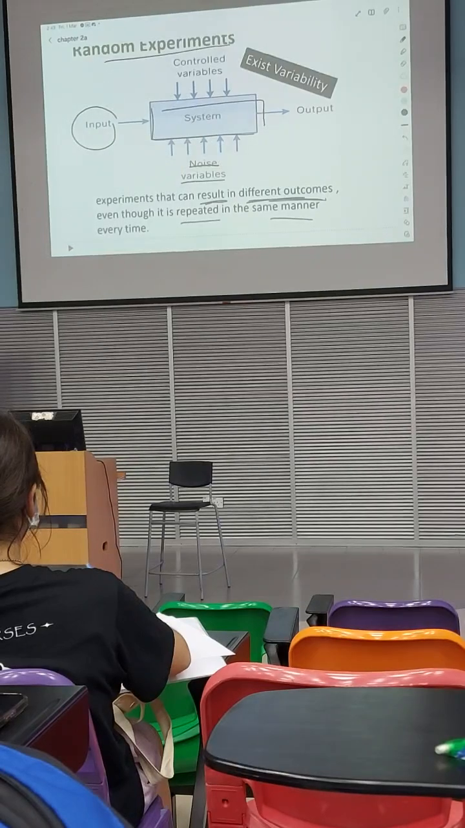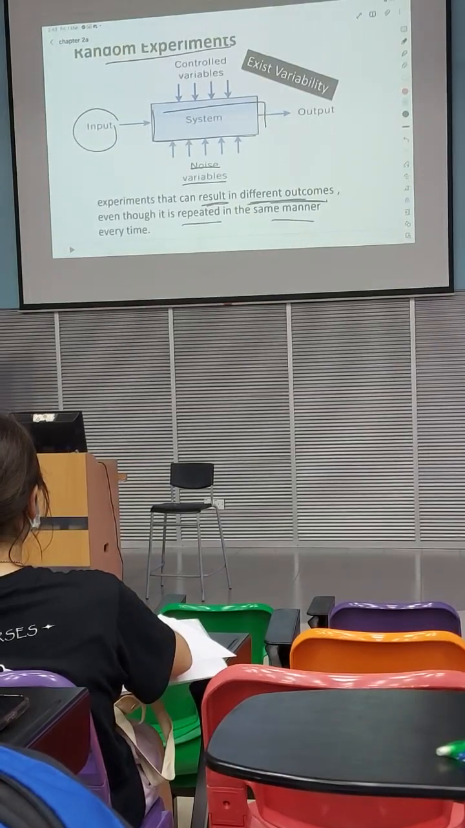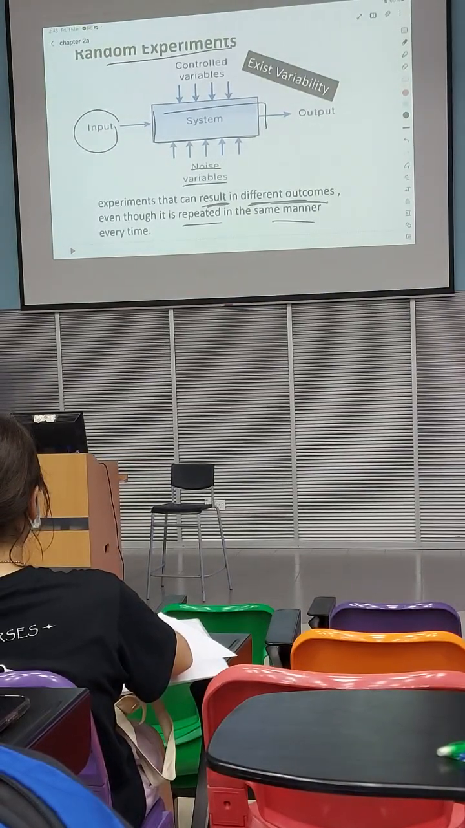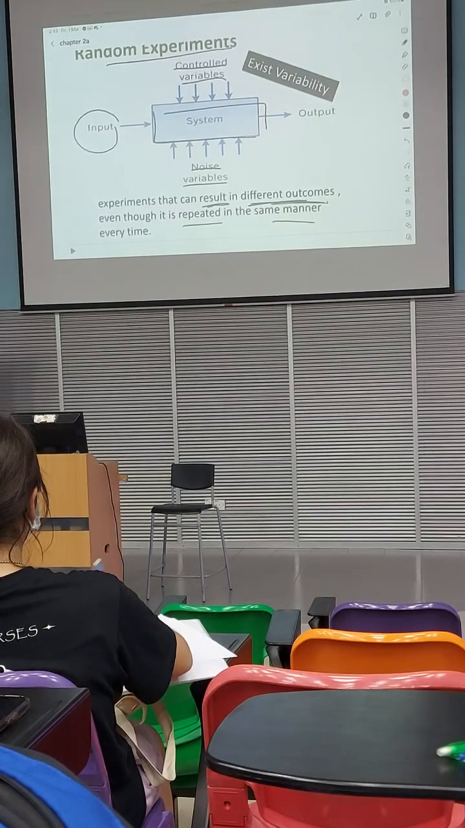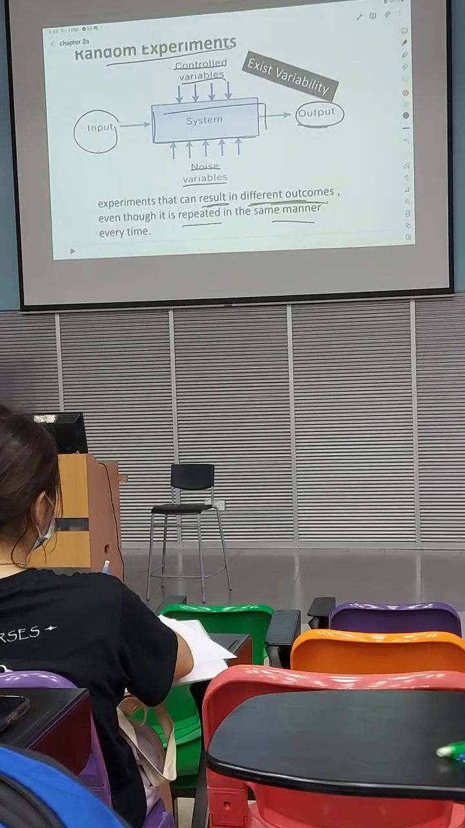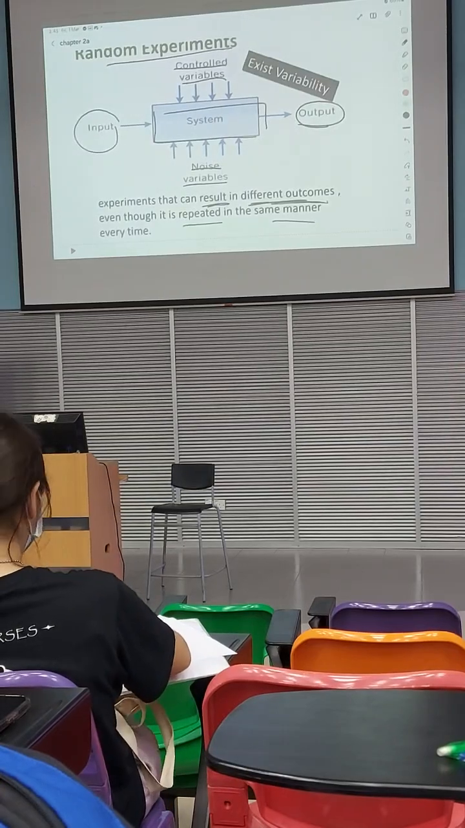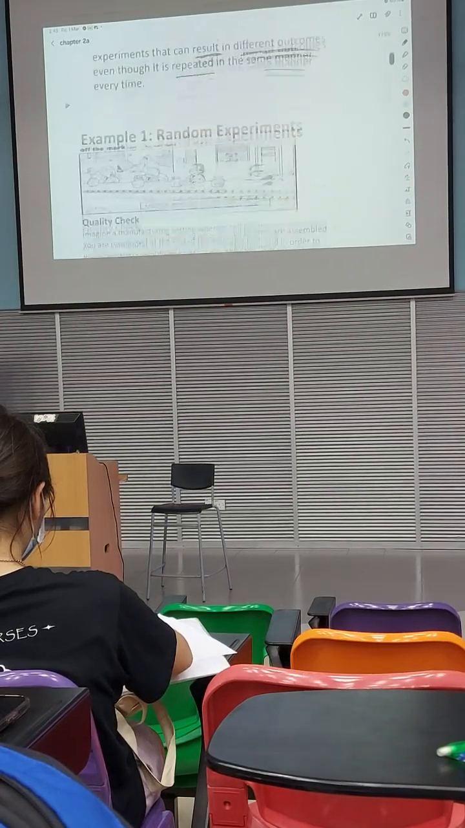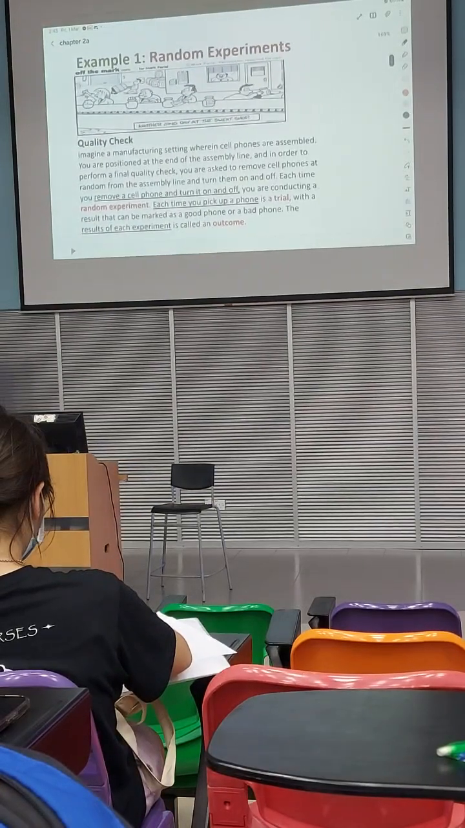It means the control variable that we can't predict, the noise variable. And it can be a control variable that is known, that we can control. Based on this we should have different outcomes. Then only it is called a random experiment. All right, so this is also another random experiment example.